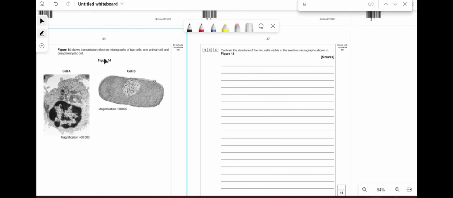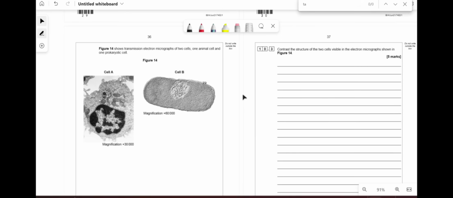Figure 14 shows transmission electron microscopy of two cells, one animal cell and one prokaryotic cell. Contrast the structure of the two cells. Right, so obviously you can see straight away you've got free DNA here and you've got a nucleus. So, A has a nucleus, B is free DNA. Also, the magnification here is only 30 times, whereas this is 60 times. So A is massive compared to B.